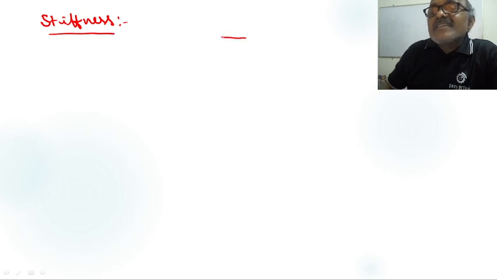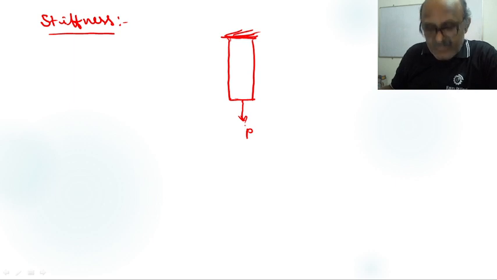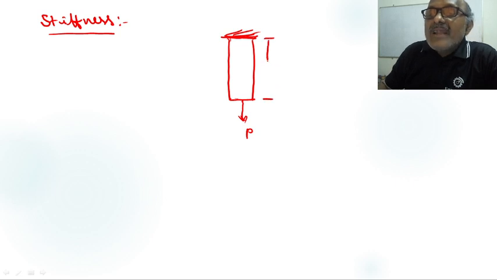Consider, my dear students, it is a bar. One end is fixed, the other end is free. Now I am applying a load P at this free end. Suppose the original length of the bar is L.